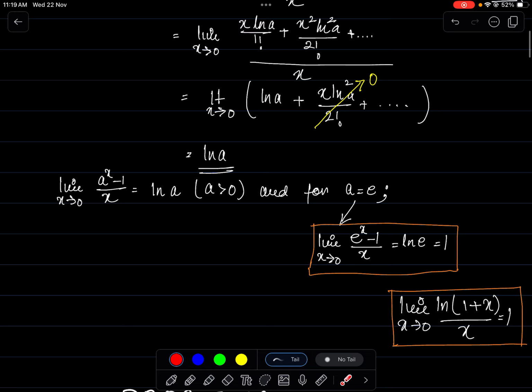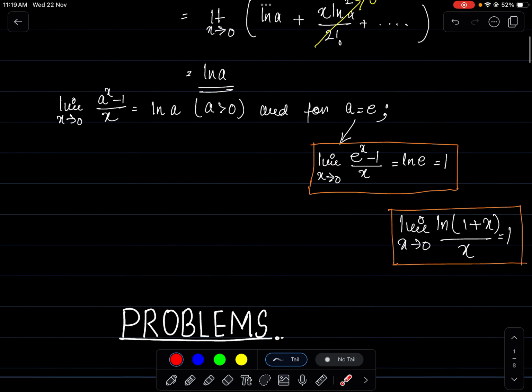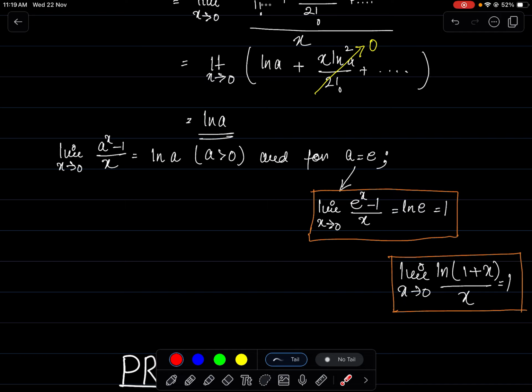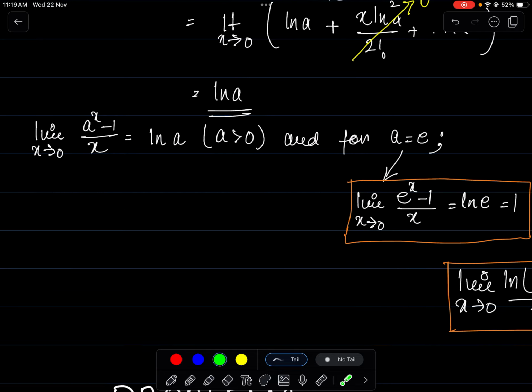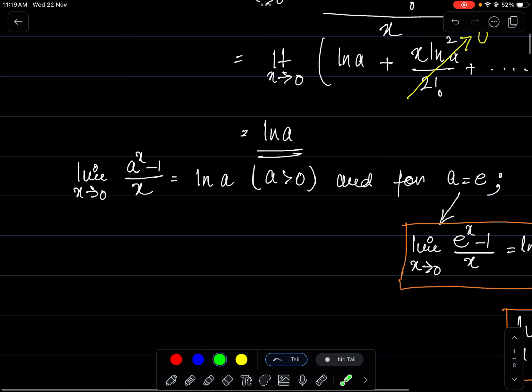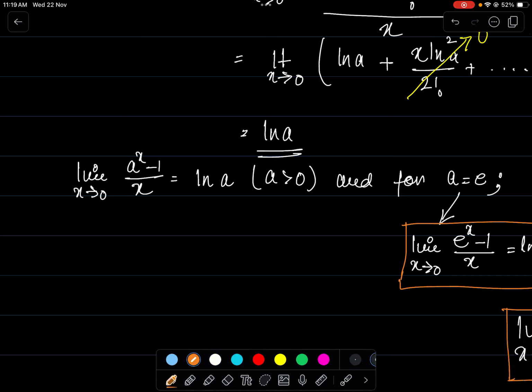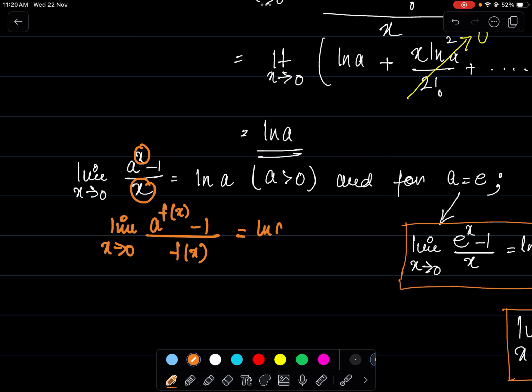So today we will be using these three formulas and the previous one that we have learned already. Now, one important thing that I would like you to note is, when you are solving this problem, make sure that whatever is the power of a, that should be in the denominator as it is. For example, if it is a to the power f of x minus 1 by f of x, limit x tends to 0, this is equal to ln a.